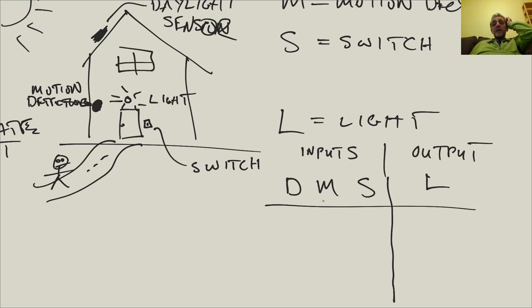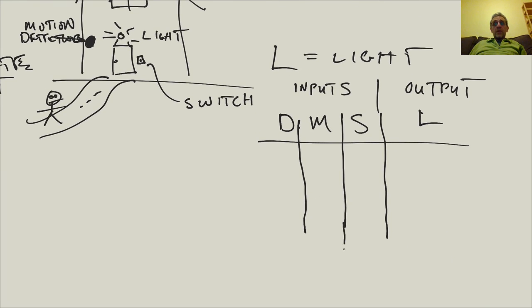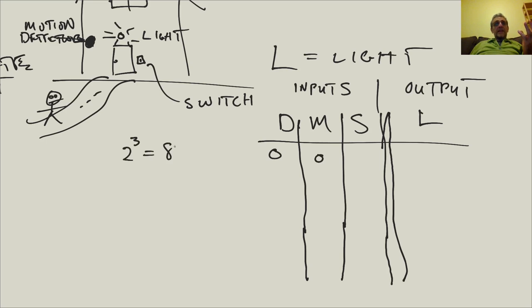So I'm constructing the truth table at this point. Notice that the truth table has three inputs. Let's do a double line here. 2 to the power of 3 is 8, so that means we have 8 different possibilities here. Here's the first one. I'm just going to do this in binary order. There's one. Here's two.